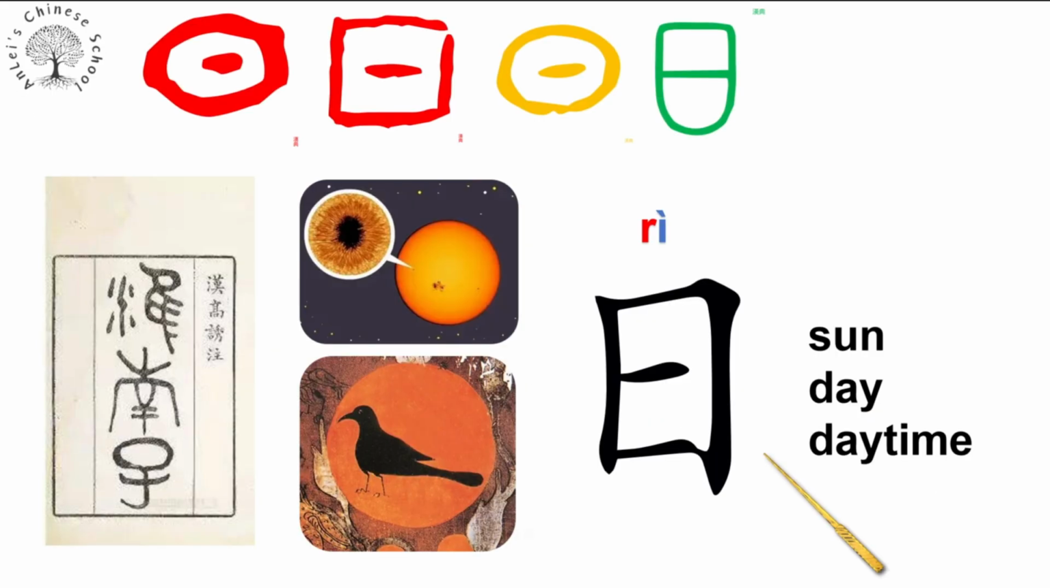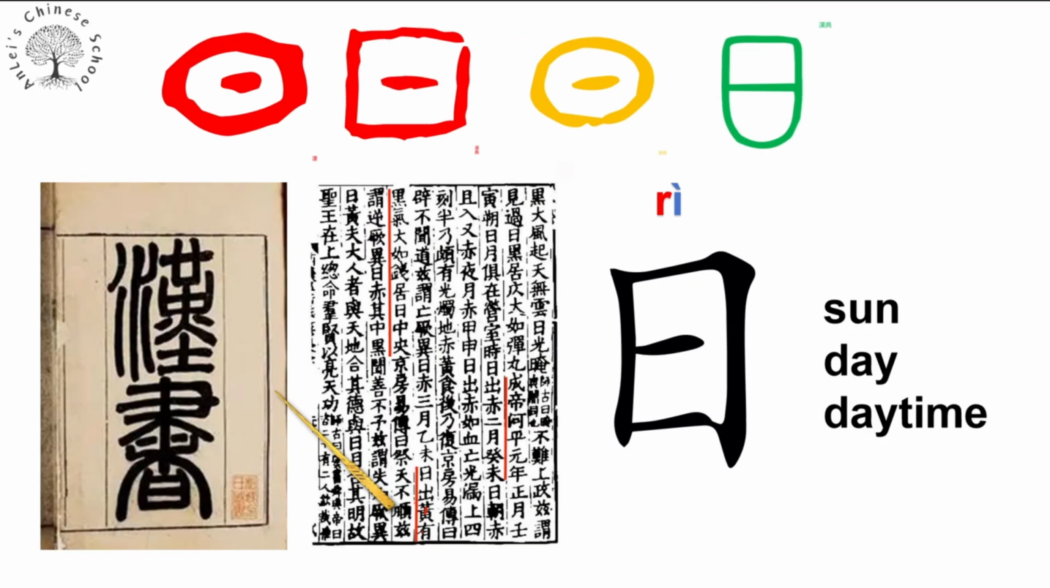This character is 日. That means sun, day, daytime. And why is there a horizontal stroke in the middle? This horizontal stroke comes from the small dot in the circle of the oracle bone inscription. There's a book written in 140 BC called Huainan Zi, Master Huainan. It records that there is a scorching cloud in the sun. It is the earliest description of the appearance of sunspots. Also, the Han Shu records the sunspot in more detail.